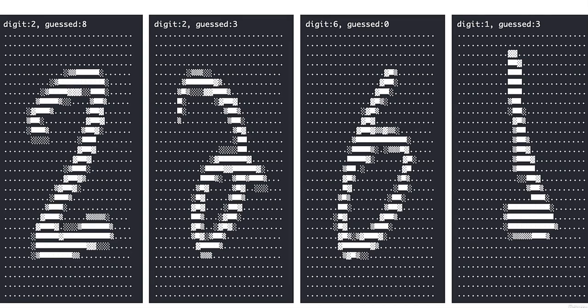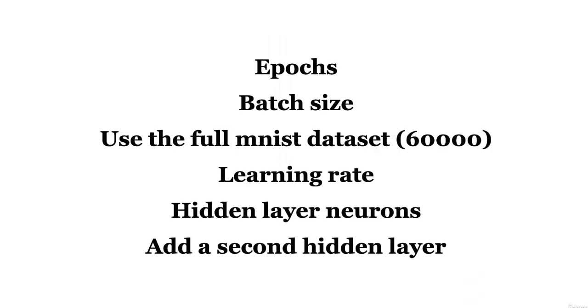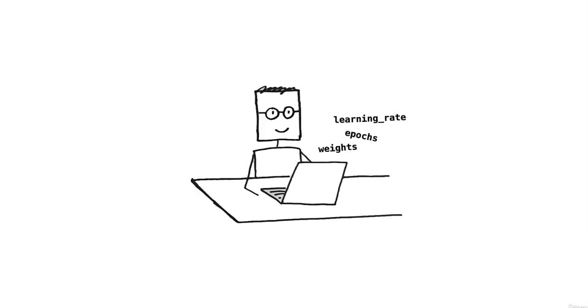With some more parameter tweaking, you can even improve the recognition. What parameters could be changed? You can add some epochs, change the batch size, use the full MNIST dataset instead of only 20,000 samples. You can change the learning rate, add hidden layer neurons, or even add a second hidden layer. But I'm going to leave this as an exercise for you, because I am happy with the result.